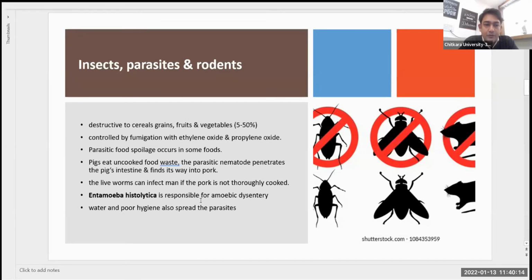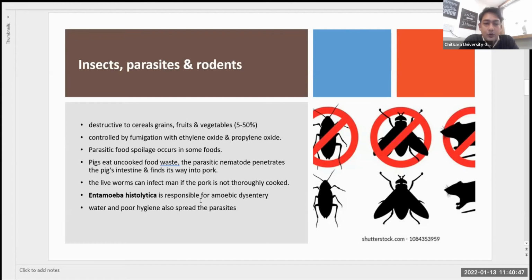Controlled by fumigation. Fumigation is one method by which we can stop the growth of these insects. Parasitic food spoilage occurs in some foods where a parasite attacks, and we have understood what parasites are. The parasite feeds on a particular host and takes up all the nutrition of the host, and that's how the host food product dies and the parasite grows.